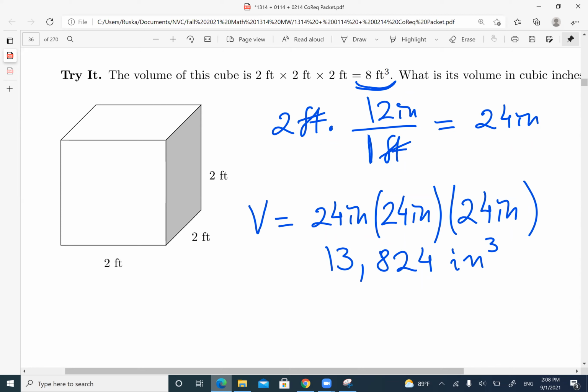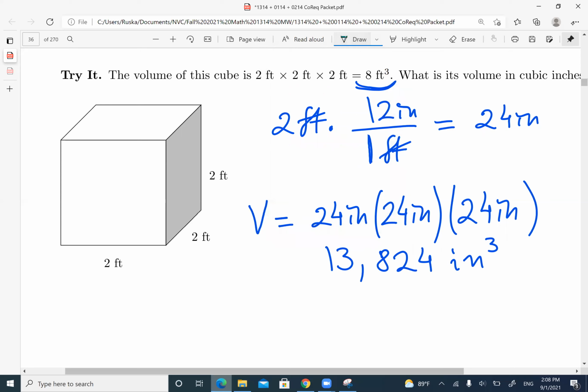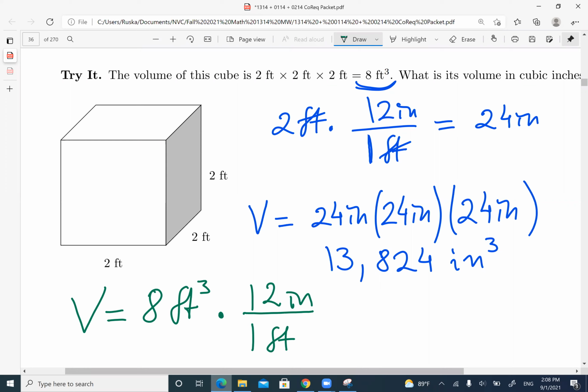Okay, let me show you how to do this in another way. So let's say you don't want to change the 2 feet first 2 inches. You just want to change the volume, which is 8 cubic feet. So if I want to change this, I'm going to multiply by, I'm changing feet in the bottom, inch in the top, right? And I know that 1 foot is 12 inches.